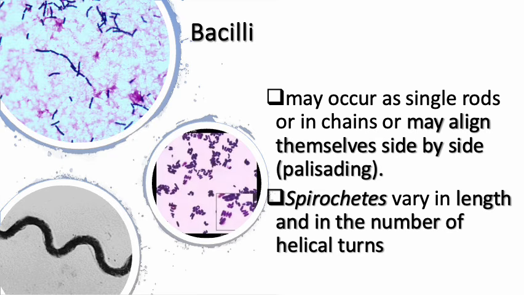Now, as with cocci, your bacilli can be seen in different arrangements. They may occur singly, in chains, or side by side, also known as palisading. Spirochetes, on the other hand, are those with spiral shape and also vary in length and number of helical turns. Treponema pallidum, the causative agent of syphilis, and Leptospira interrogans, the causative agent of leptospirosis, are common examples of spirochete bacteria.